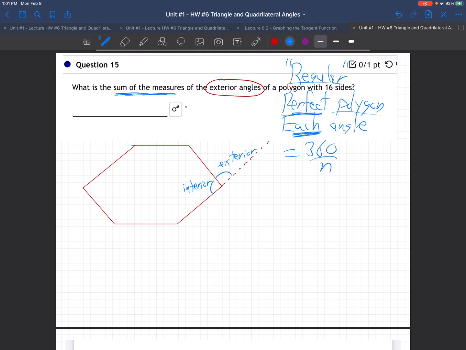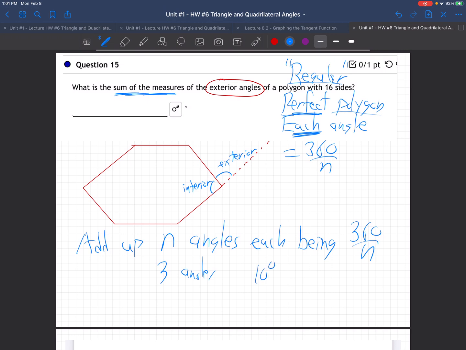The sum. So if you add up n angles, each being 360 over n, how's that going to work? Think about what this n is. What if I said, hey, I'm going to add up 3 angles and each one is, I don't know, 10 degrees. What would you do? Well, just 3 times 10, 30 degrees, right? What if I said, okay, 5 angles, and each one's 10 degrees. It will be 5 times 10, right?